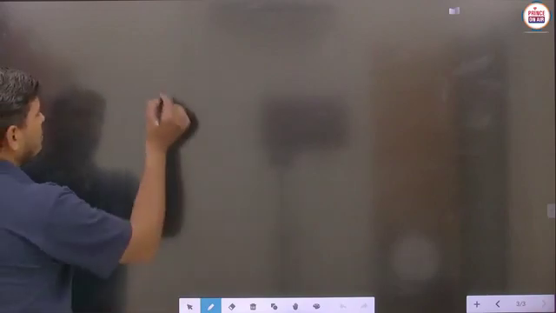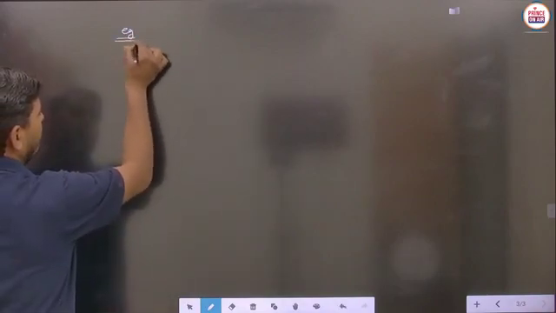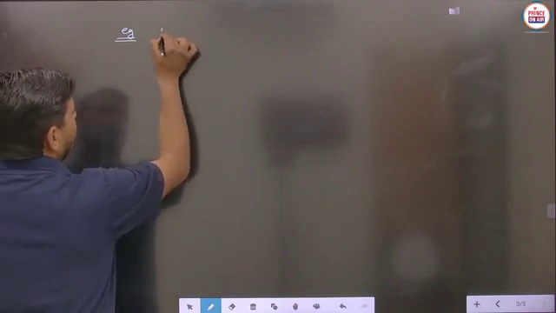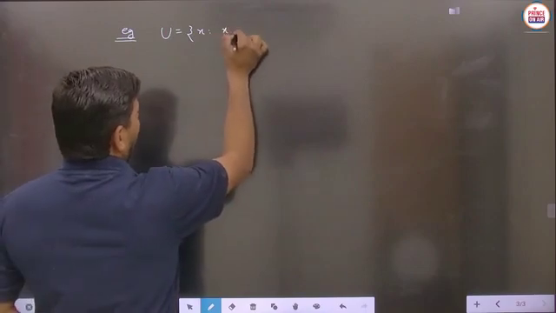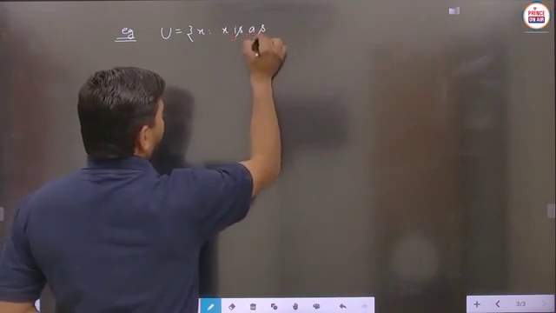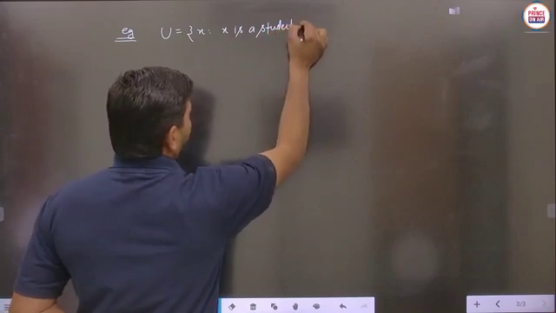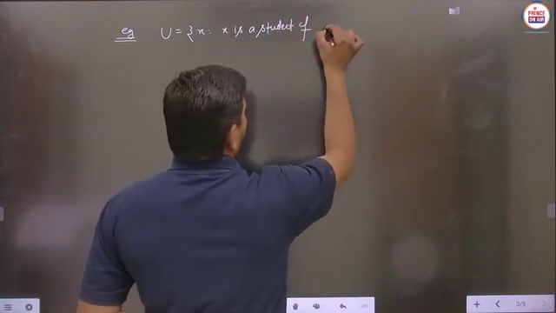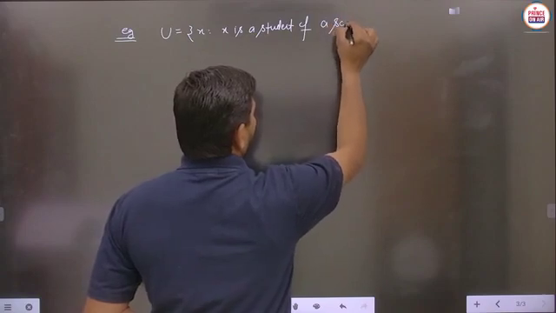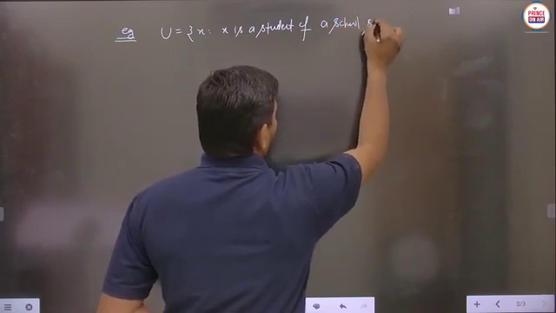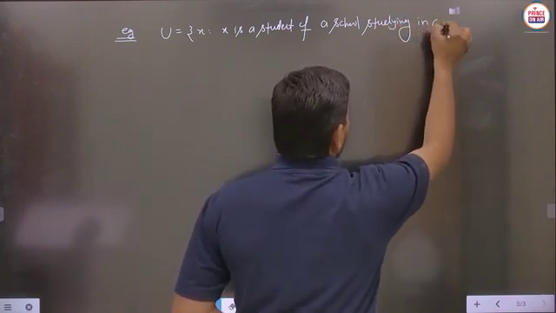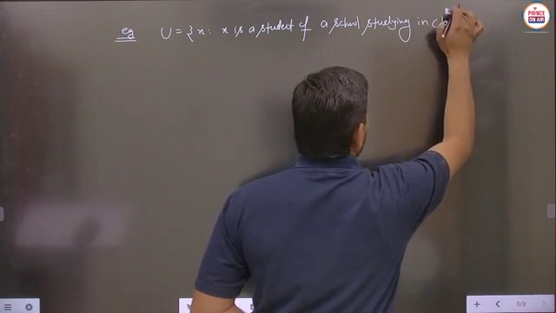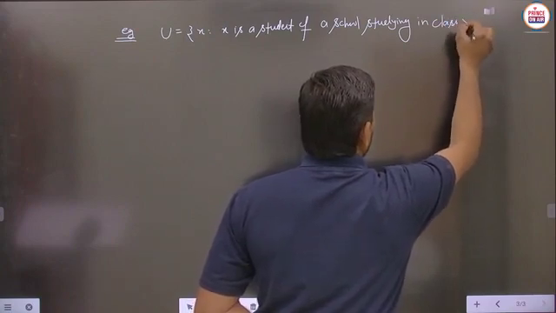In the next part, suppose we are taking an example here. Suppose a set U is given as x such that x is a student of a school studying in class 11th. Is it clear?